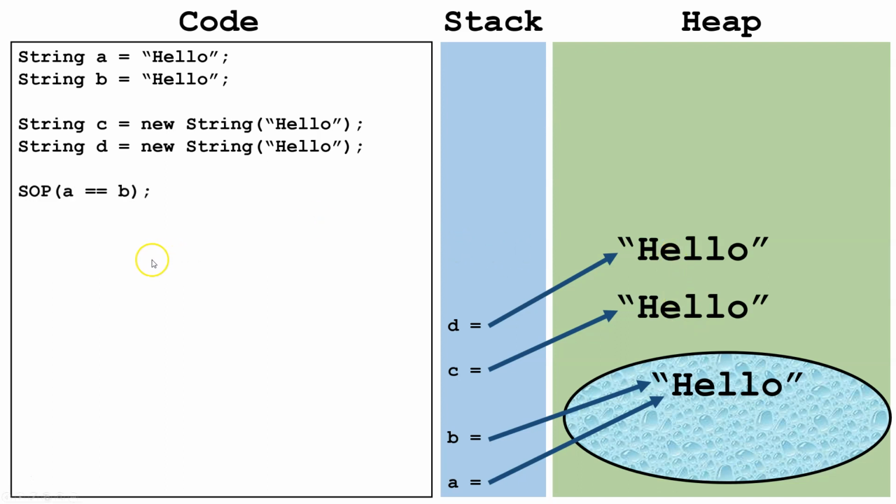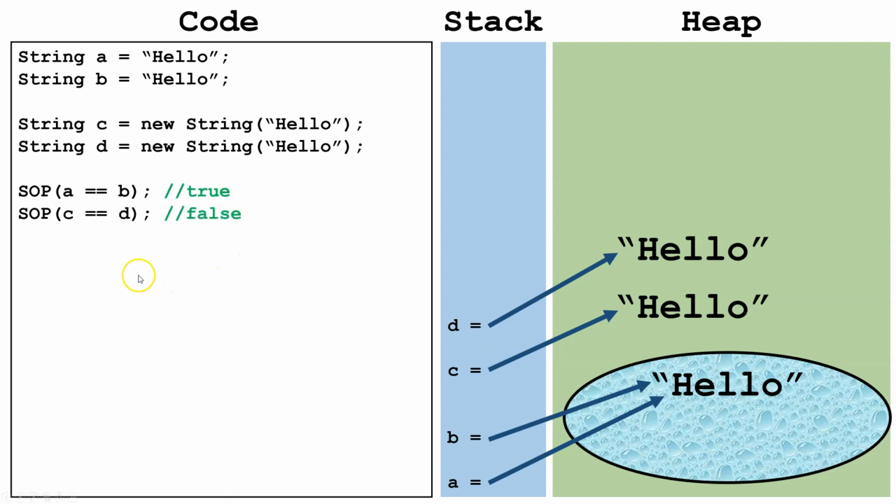Now let's look at this line of code. For the purpose of this lesson, SOP stands for System.out.println. We're checking, does A double equals B? With primitive types, this compares the values that are stored on the stack. However, with object types, double equals checks whether the variables are pointing to the same location on the heap. The values on the heap may be the same, but if they aren't pointing to the same location, this will return false. In this case, A and B are pointing to the same memory location, so it will return true.